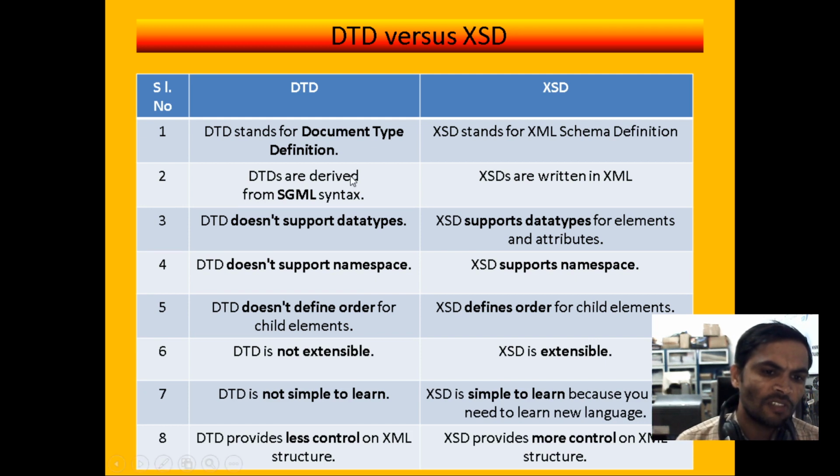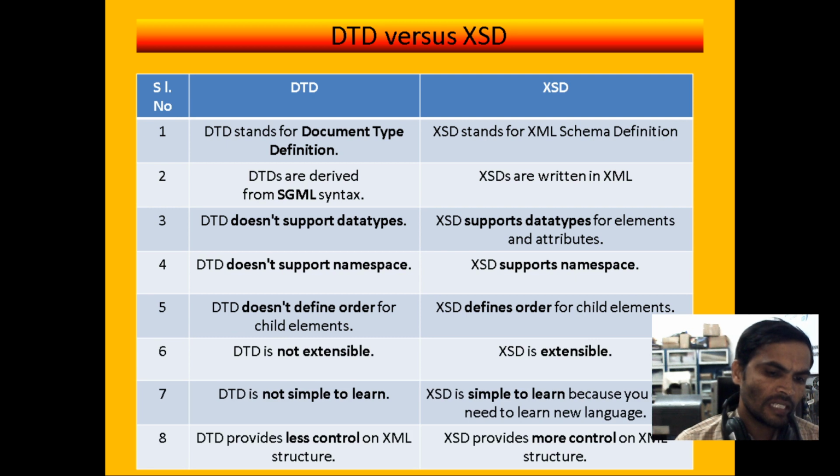DTD doesn't define the order of child elements. XSD defines the order of child elements. DTD is not extensible. XSD is extensible. Suppose you want to extend from one XSD file to another XSD, it is similar to inheritance. DTD is not simple to learn. XSD is simple to learn because you do not need to learn a new language.